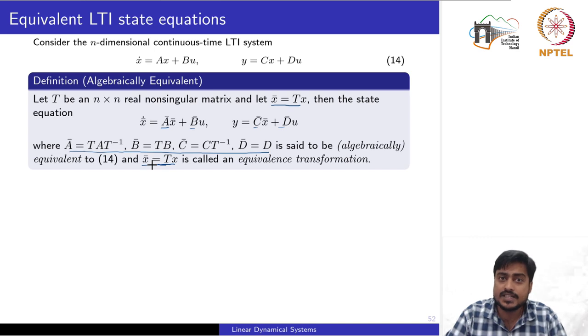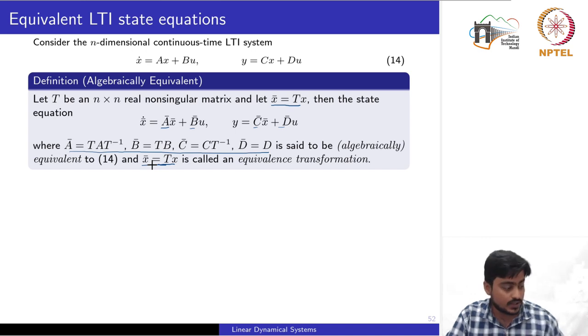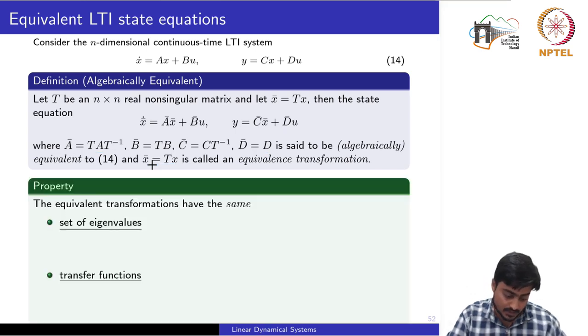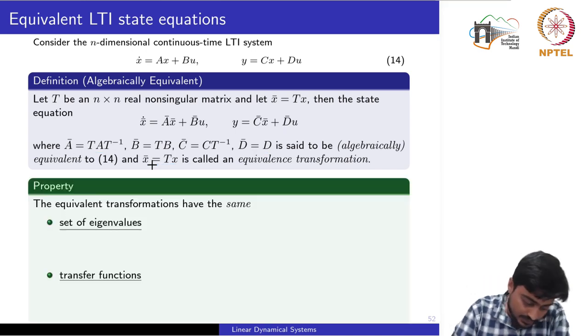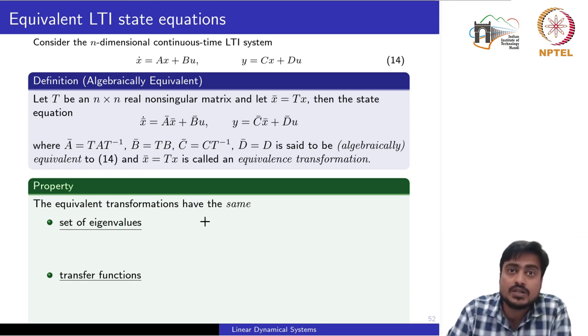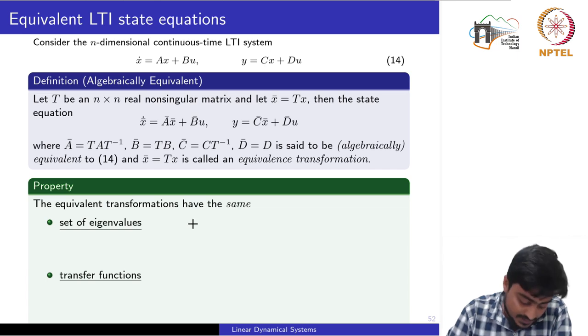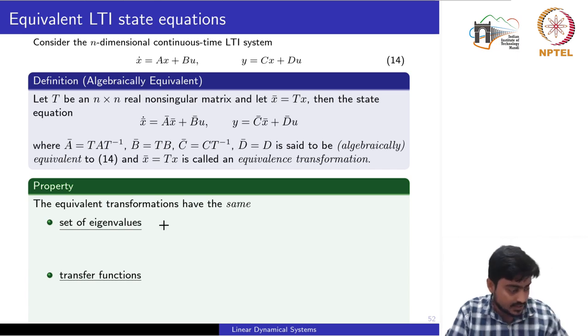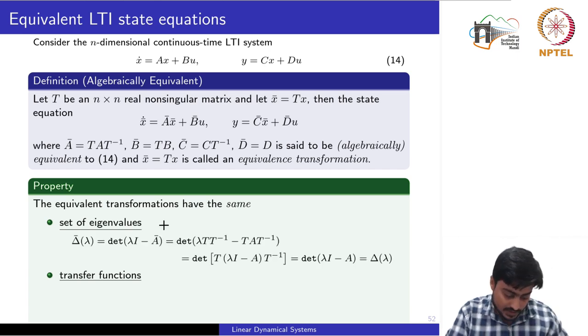Now the next question arises. If you have two different state space representations, what would happen to their eigenvalues and also the transfer function? Do the eigenvalues remain the same? And the same goes for the transfer functions. The equivalent transformations have the same set of eigenvalues and also the same transfer functions. So we can quickly see the derivation of these two.